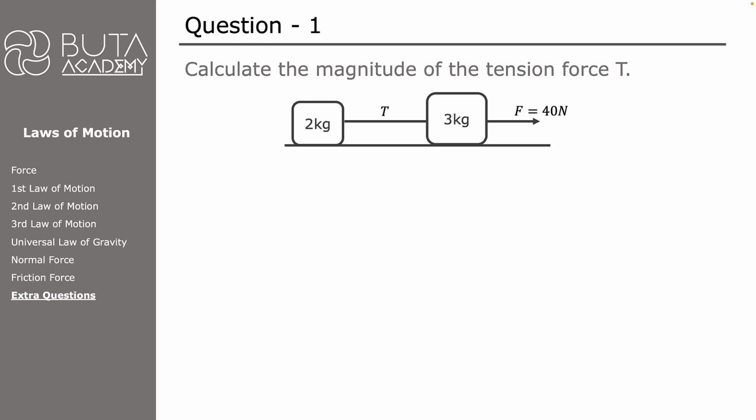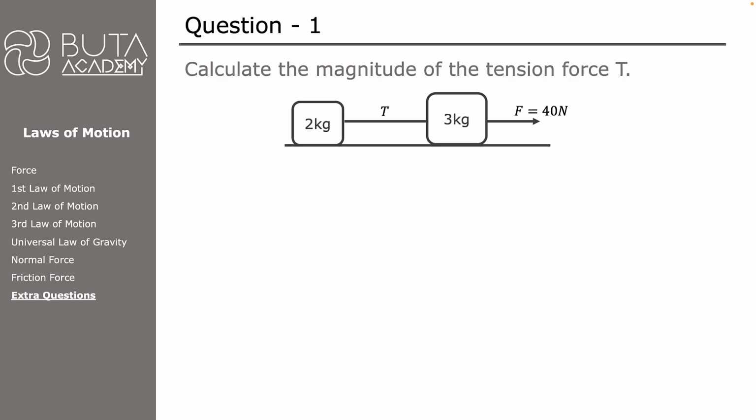In question 1, we are given two objects connected to each other by means of an inextensible string. A force of 40 newtons is applied on a 3 kg object. We are asked to calculate the tension force on the string between the objects.